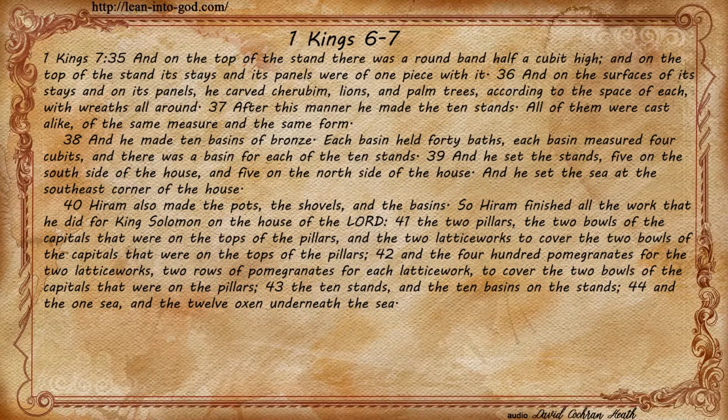And on the surfaces of its stays and on its panels he carved cherubim, lions, and palm trees, according to the space of each, with wreaths all around. After this manner he made the 10 stands. All of them were cast alike, of the same measure and the same form. And he made 10 basins of bronze. Each basin held 40 baths. Each basin measured 4 cubits, and there was a basin for each of the 10 stands.